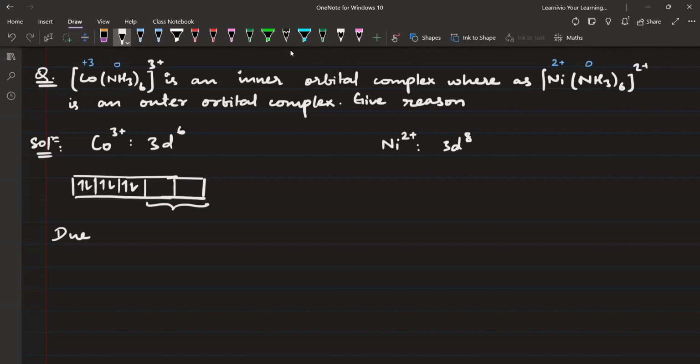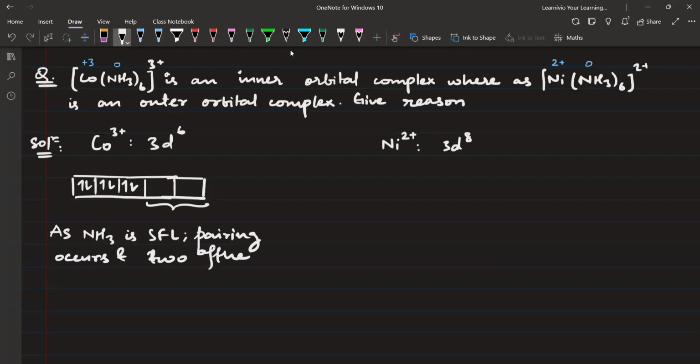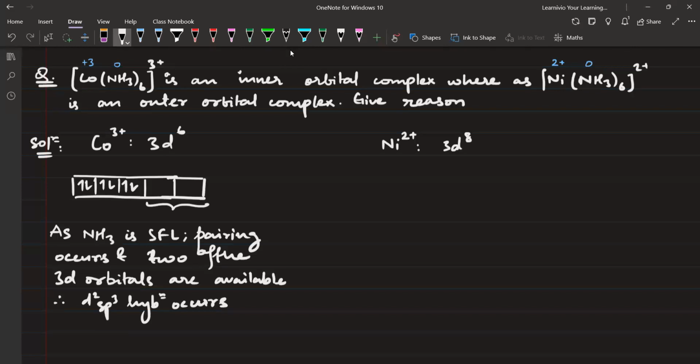Due to ammonia, as ammonia is a strong field ligand, pairing occurs and two of the 3d orbitals are available. Therefore, d2sp3 hybridization occurs, meaning inner orbital complex.